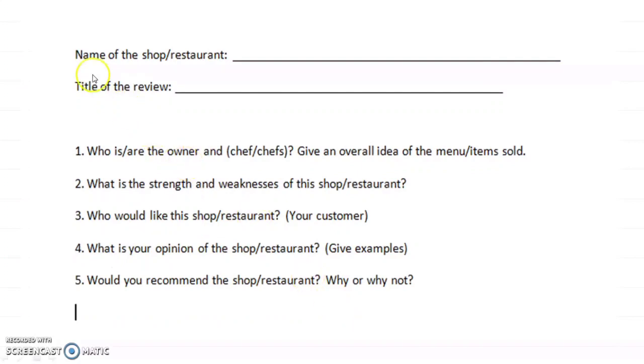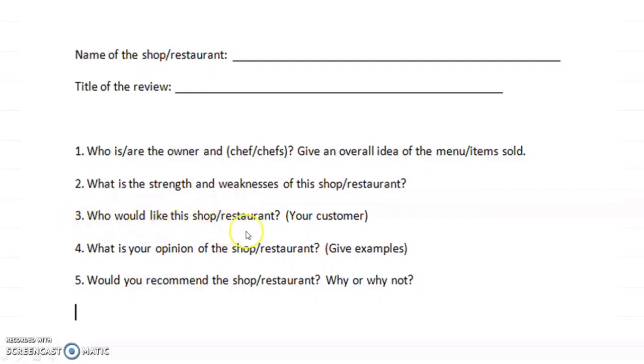Next one, name of the shop or restaurant, title of the review. For shop or restaurant, it's a bit different. As for number 1, who is or are the owner? Sometimes a shop or restaurant has more than one owner. If it's a restaurant, who are the chef also? Give an overall idea of the menu or items sold. Barang-barang ataupun makanan, jenis-jenis makanan yang dijual. Number 2, what are the strengths and weaknesses of this shop or restaurant? Kekuatan dan kelemahan dia.